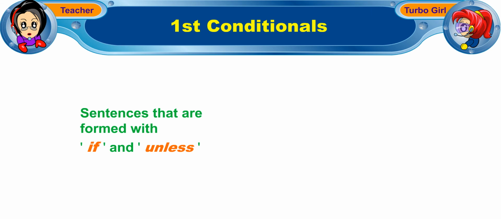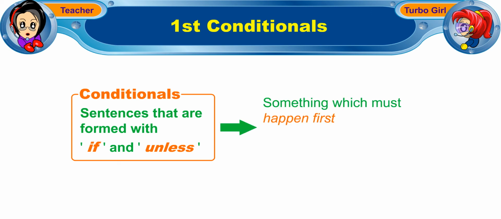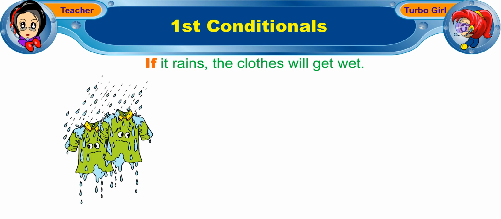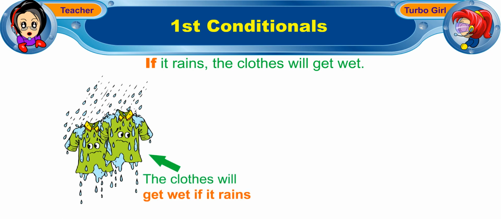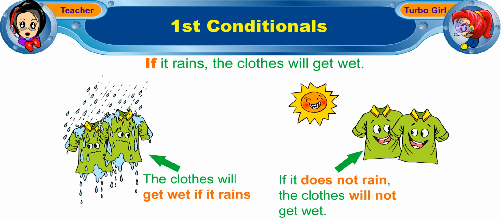Sentences that are formed with if and unless are called conditionals, and they often refer to something which must happen first so that something else can happen. For example, if it rains, the clothes will get wet. This sentence tells us that the clothes will only get wet if it rains. If it does not rain, the clothes will not get wet.